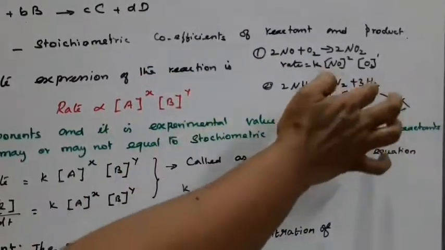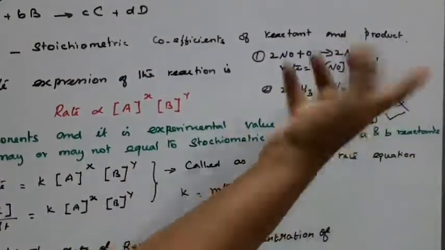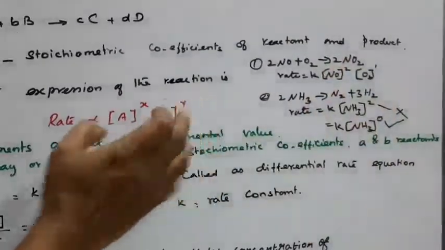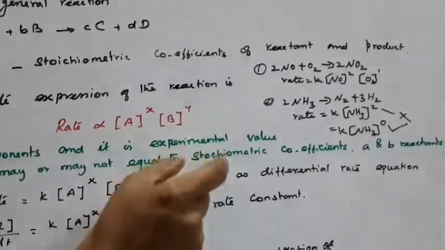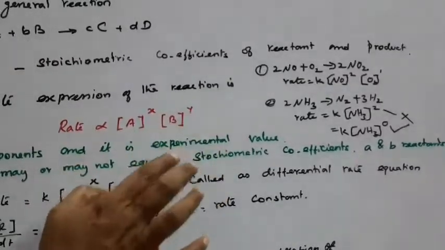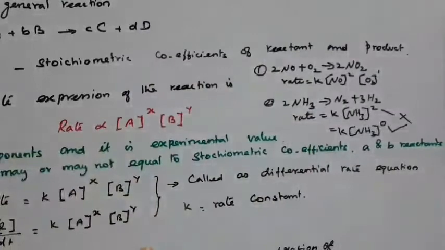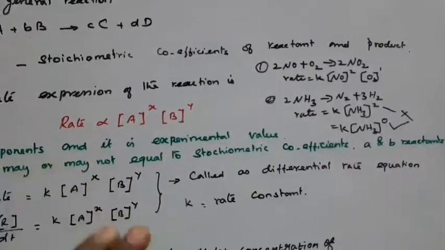Raised to the power 1, it represents first order. Raised to the power 2 means second order. So the rate constant is always an experimental value. It does not depend on the concentration of the reactant. Students, keep it in your mind.